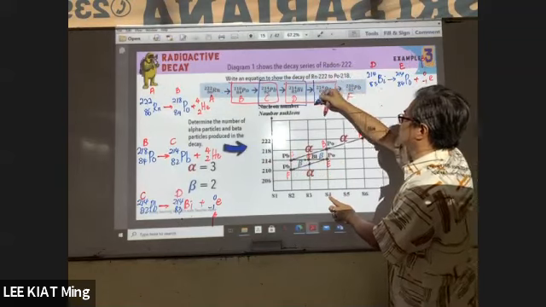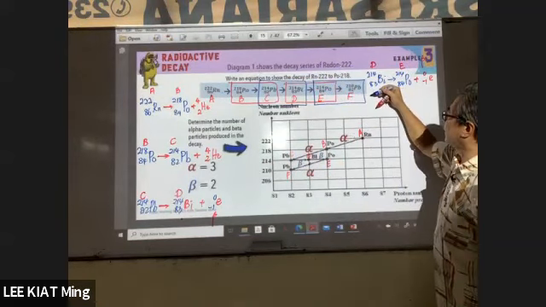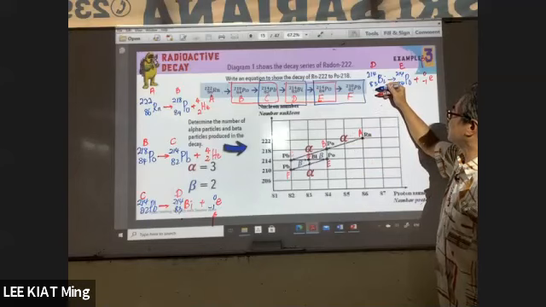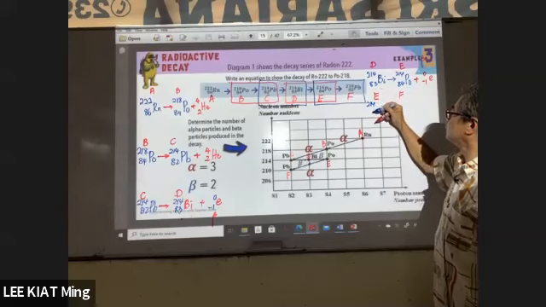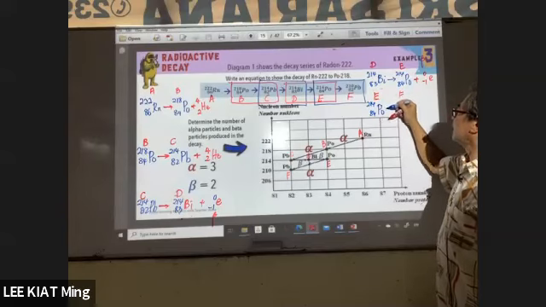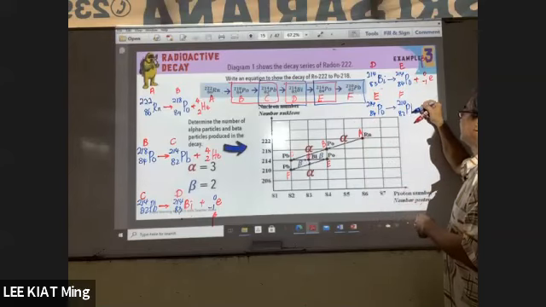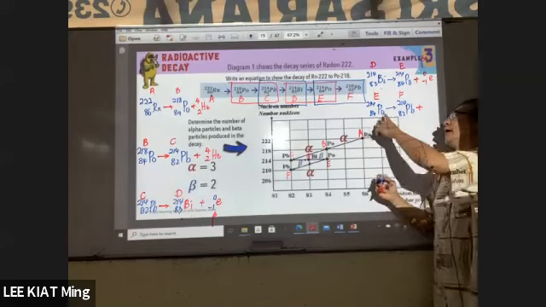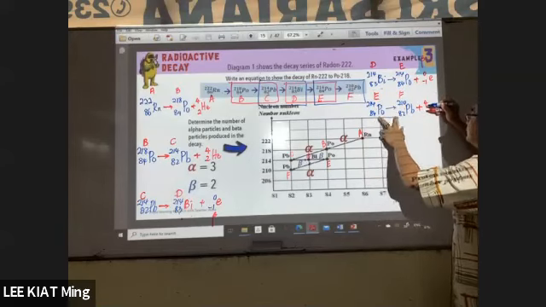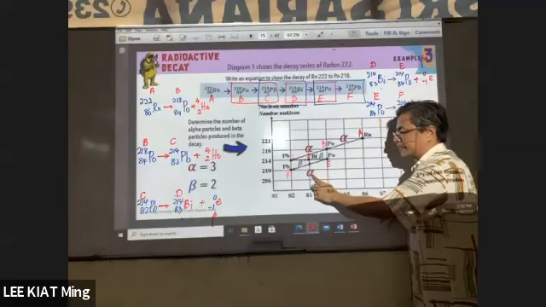I draw another box, box in blue. But this is the last one. Now it's going to be E to F, 214, 84, polonium. It decays to become the last one, 210 and 82, lead, plus something again. What is the number missing at the top? Four. What is the number missing at the bottom? Two. Then we know it's another helium. So helium nucleus is actually alpha. That's why another alpha here.